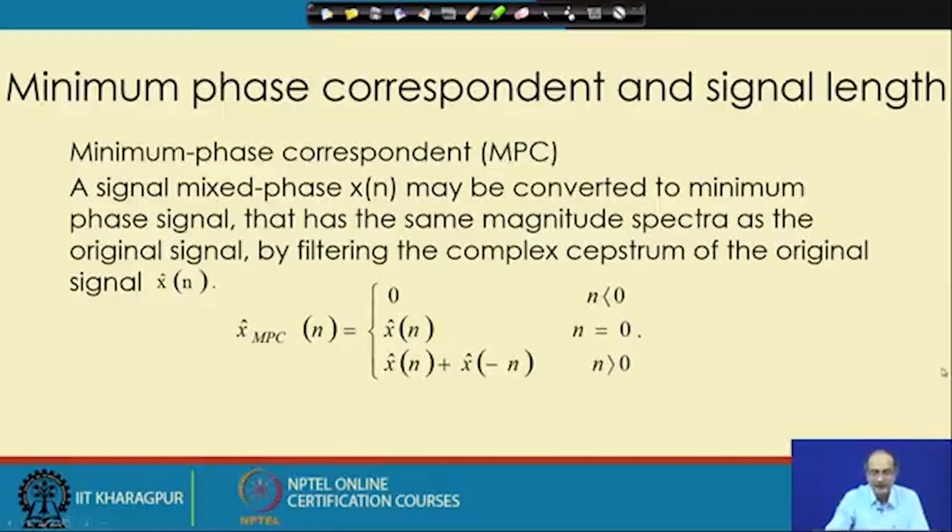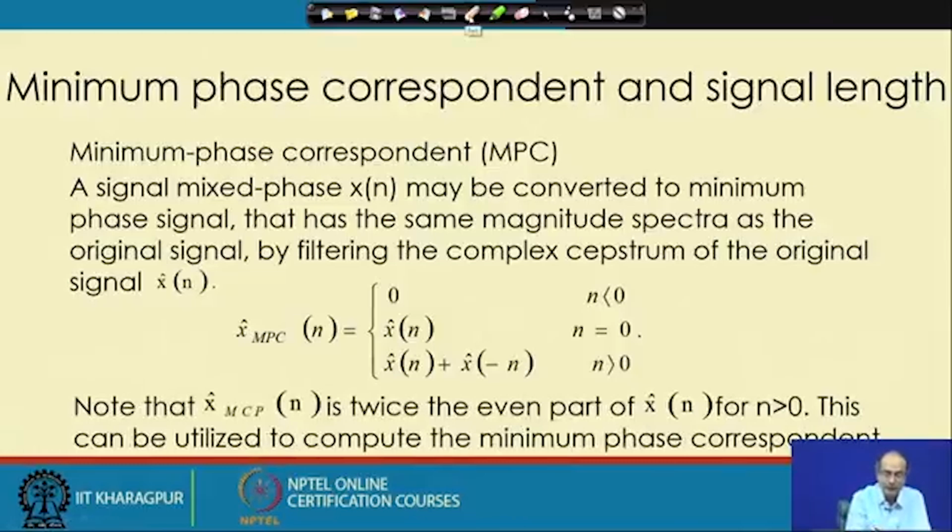And to do that, what we have done is we have taken the negative part of the spectrum and flipped it back and added it to the positive axis. Okay. So, this is the new formula. With the help of that we are getting the x hat minimum phase counterpart, MCP, or minimum phase correspondent signal.